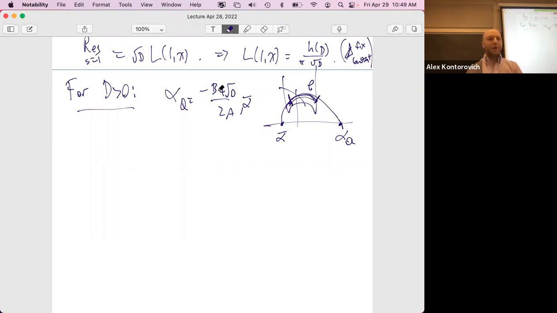Alpha bar is just the Galois conjugate with a minus d. So for each form, these should be chosen purely periodic, right? So that it respects this picture that you drew. That's right. In each class, there's some representative.